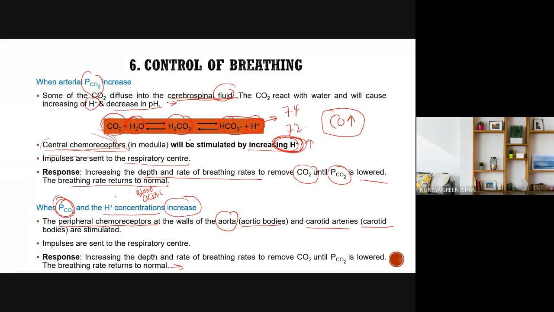So basically, when your body is producing more carbon dioxide, that leads to your blood becoming more acidic. So its mechanism is to increase breathing rate, to remove more of the carbon dioxide produced by your body. So remember, there are two: central chemoreceptor and peripheral chemoreceptor. Central detects hydrogen ion, peripheral detects partial pressure of carbon dioxide and also hydrogen ion.